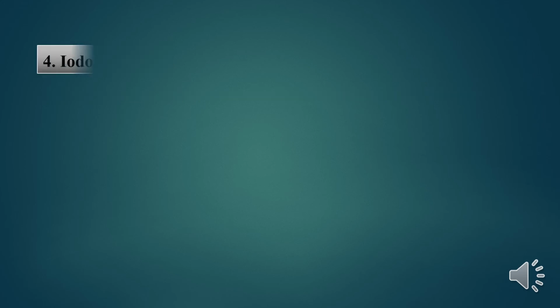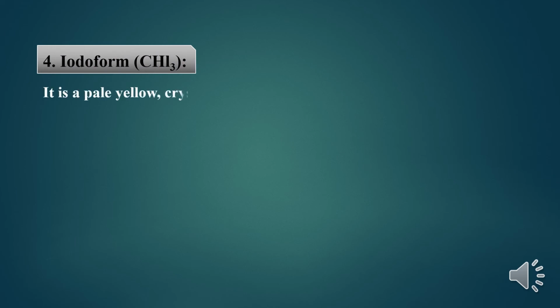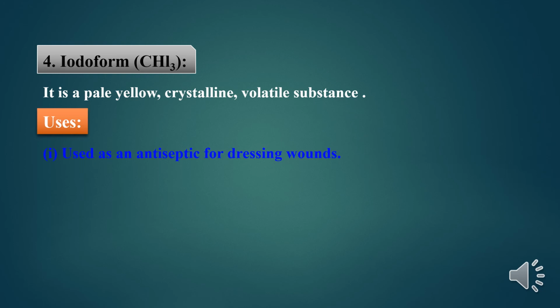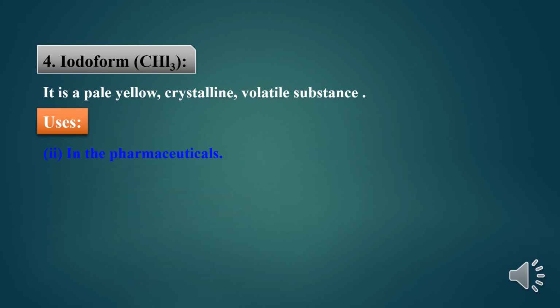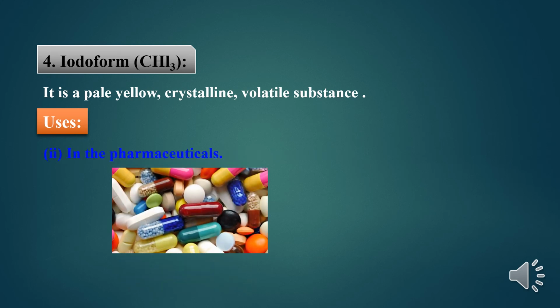Next compound is iodoform, CHI3 is the formula. It is a pale yellow crystalline solid, and it is volatile. Volatile means it can easily evaporate. The uses of iodoform: first, it is used as an antiseptic for dressing of wounds. Many examples are displayed. In pharmaceuticals, drug preparations, in medicines also it is used.